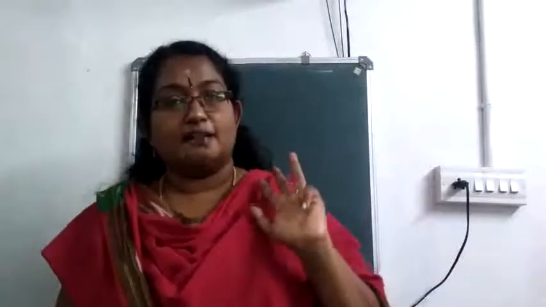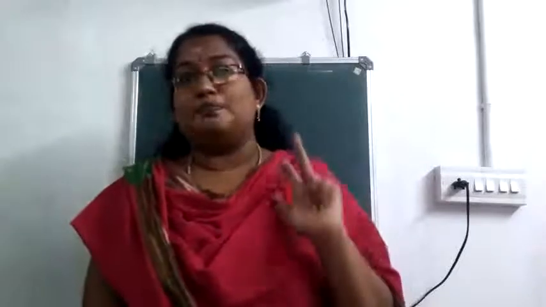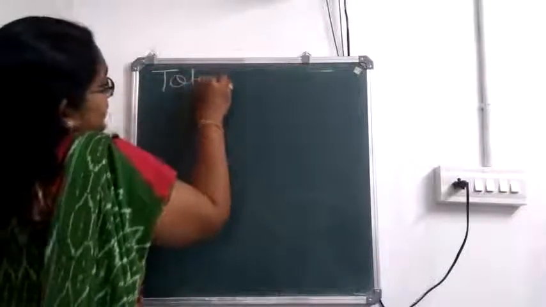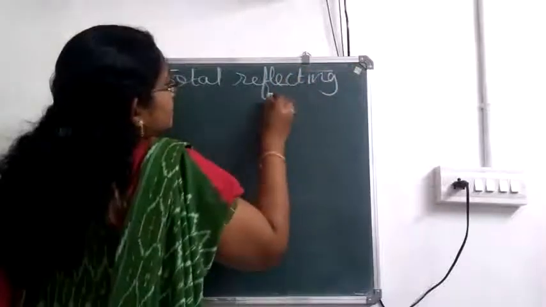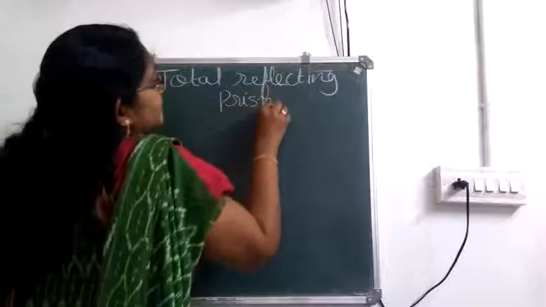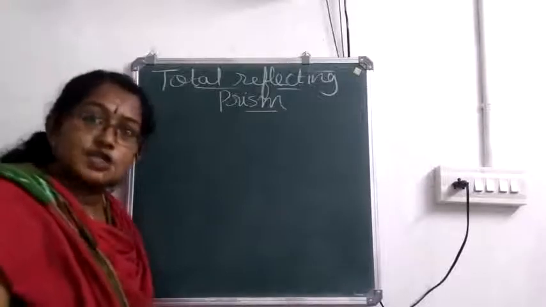Which are those prisms? First one is a total reflecting prism. The other name of this prism is a right angled isosceles prism. Second one is an equilateral prism, and the third one is a right angled prism. So first we'll be considering total reflecting prisms. So actually this is a right angled isosceles prism.